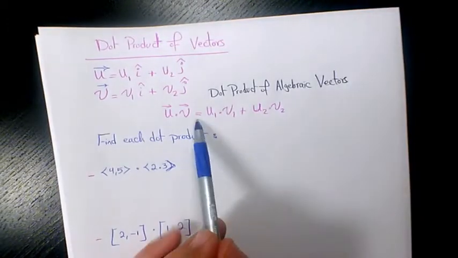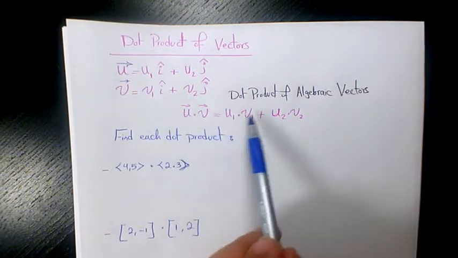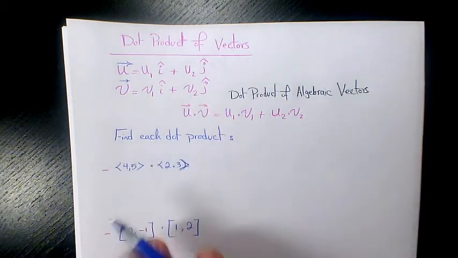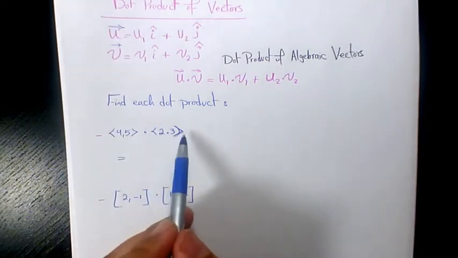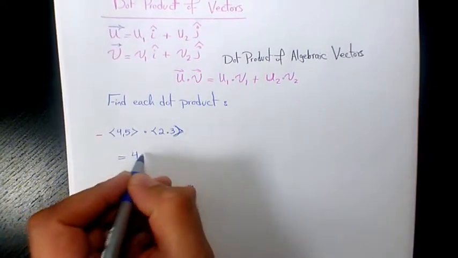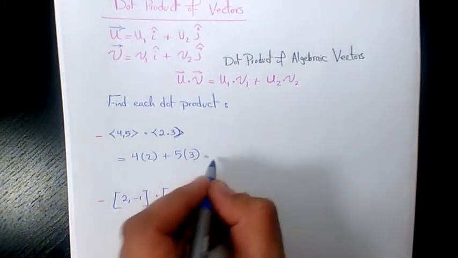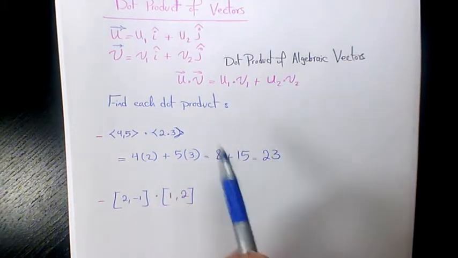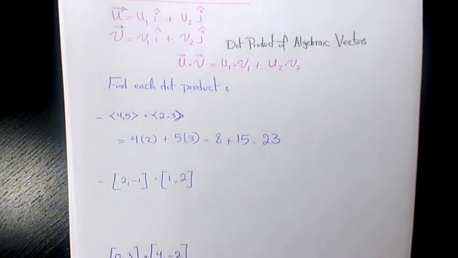Using this formula: u dot v, or the dot product of u and v, is going to be u1v1 plus u2v2. So let's find the dot product. For these examples, we have 4 and 5, and we have 2 and 3. So it's going to be 4 times 2 plus 5 times 3. It will be 8 plus 15, that's going to be 23. The answer to the dot product of vectors is always a scalar. It's not going to be a vector, it is going to be a scalar.